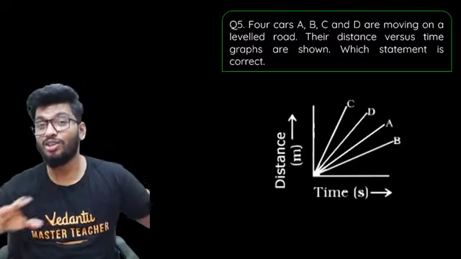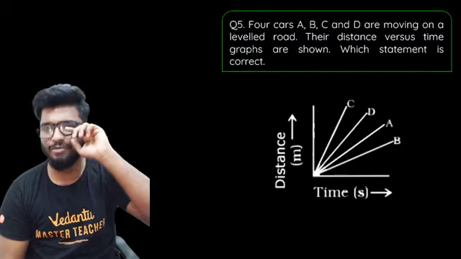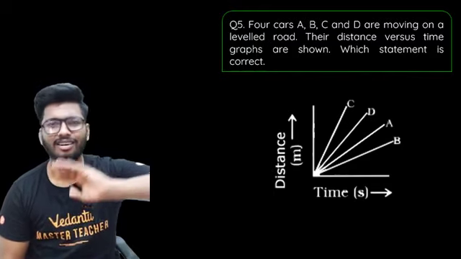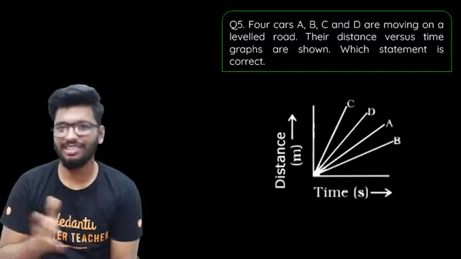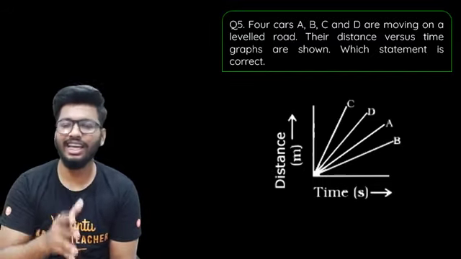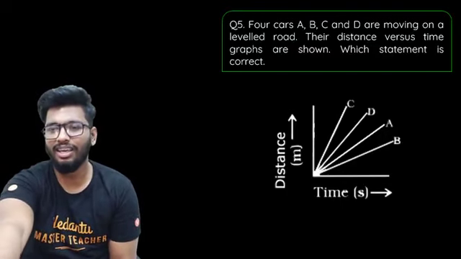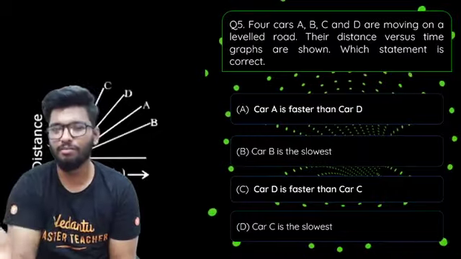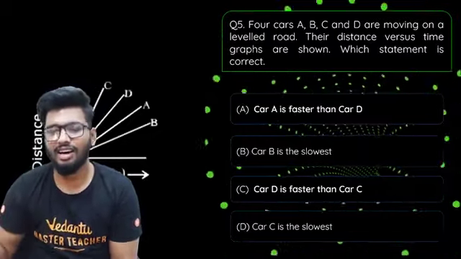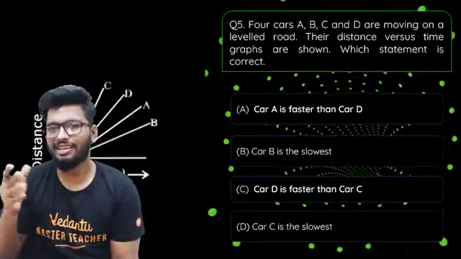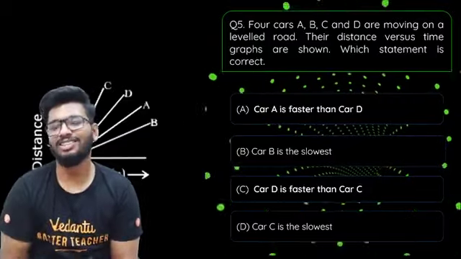This is something that I have not talked about, but I'll tell you right after this one. The question is this: there are 4 cars A, B, C, and D, which are moving on a leveled road, a straight, clean, newly furnished road. Their distance versus time graph is given below. Which statement is correct? You see A, B, C, and D. From bottom to top it is B, A, D, and C. The options are: is car A faster than car D? Is car B the slowest? Is car D faster than car C? Or is car C the slowest?